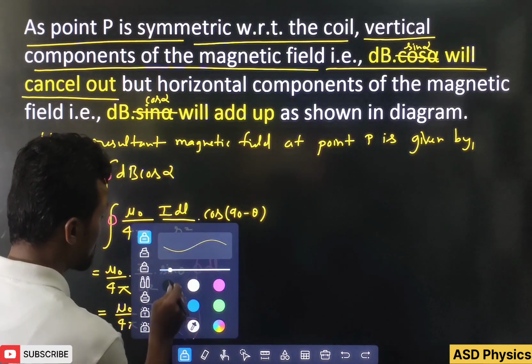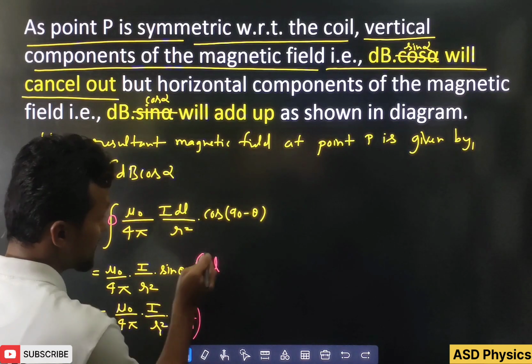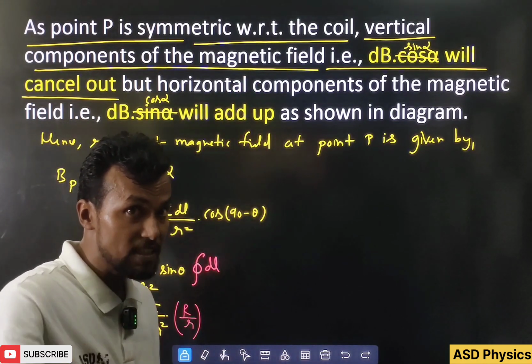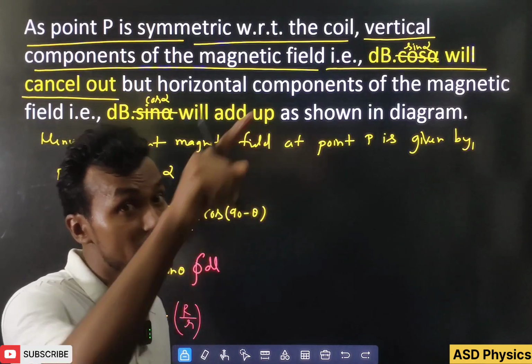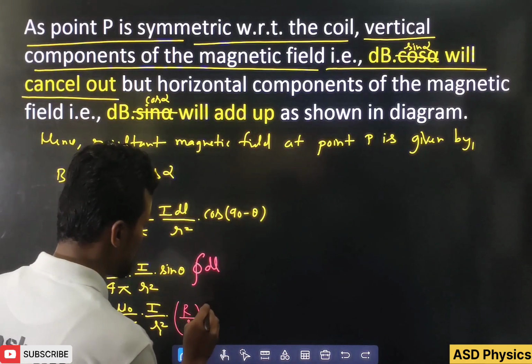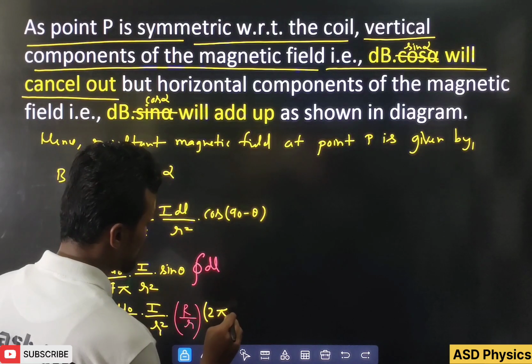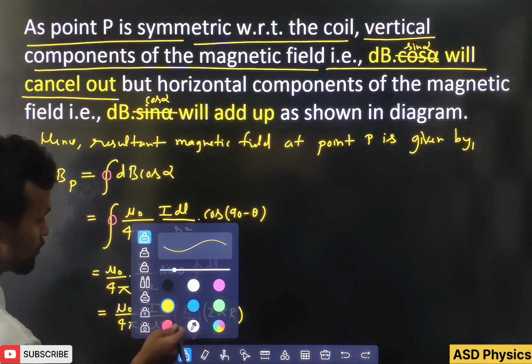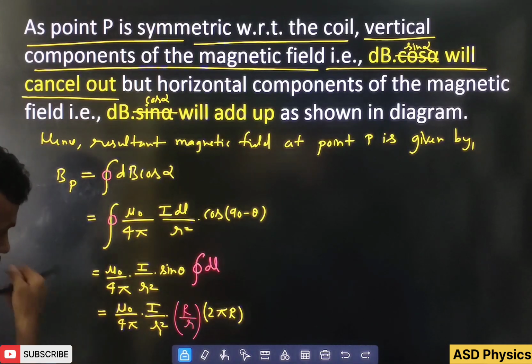And tell me please, what is this closed integration dl? This circular loop is there, and if we add all these small dl, we will get the total length of the circle, that is the circumference. So it will come 2 pi r. See, circumference 2 pi r. Now after that, what are the things that will cancel out? They will cancel out here.